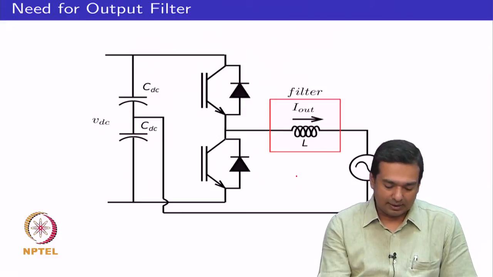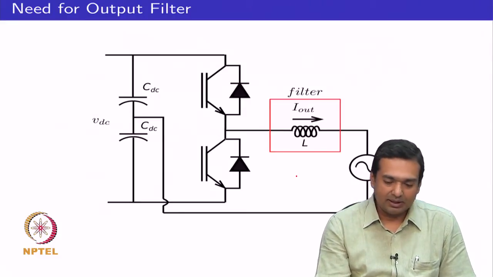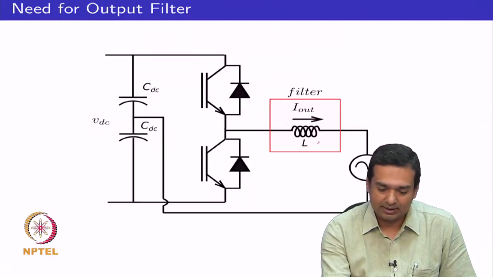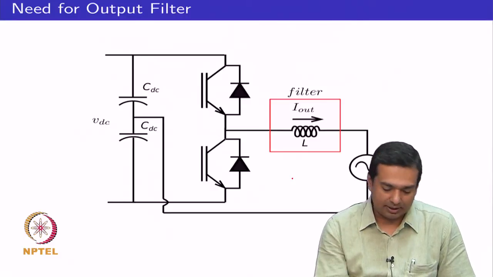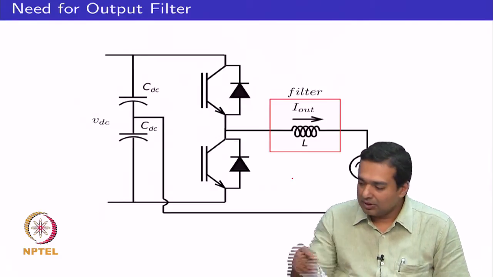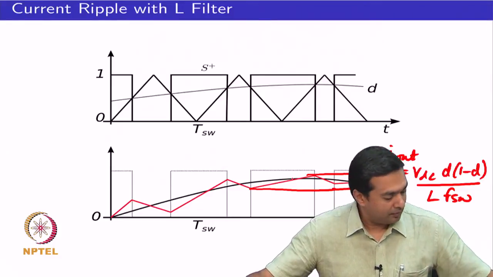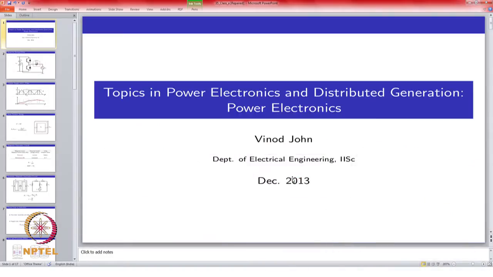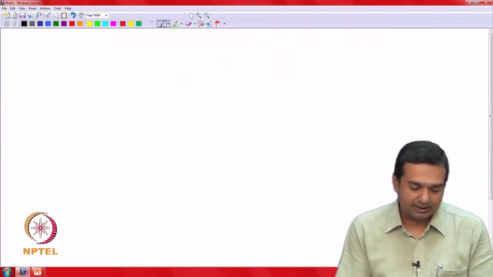And often in many designs, a starting point might be to consider an inductor which has a value of 0.1 per unit or 10%. So we'll look at an example where one is looking at, say, a filter inductor design.